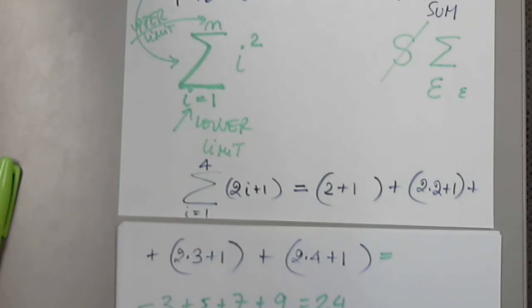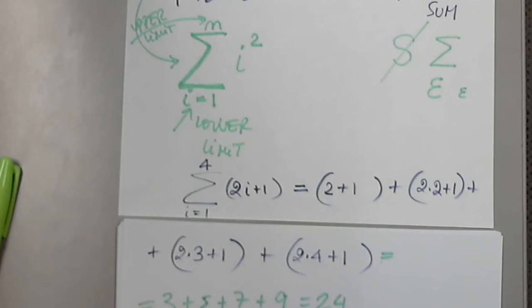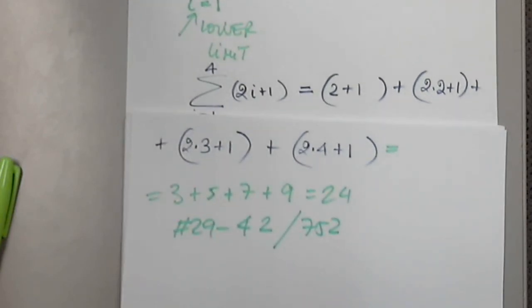Okay, I'd like to practice this. Please choose from 29 through 42 for now. If you want, if not, I will choose. 42, and this is page 752. We're practicing the summation notation. Do I get to choose? Okay then. And let's say 34.